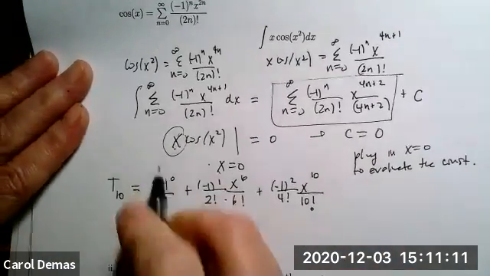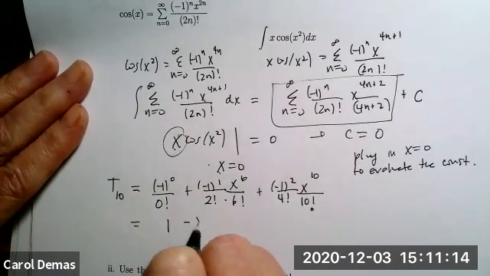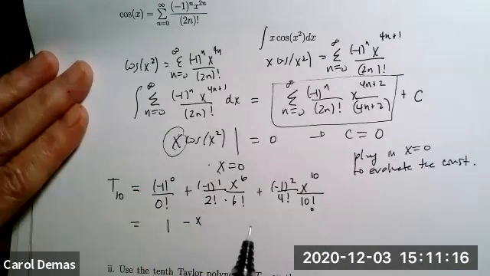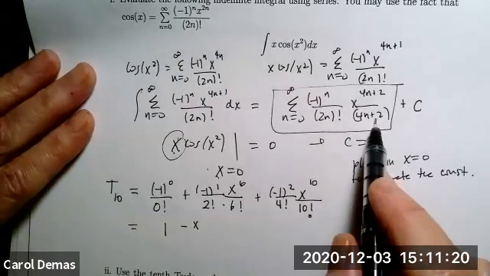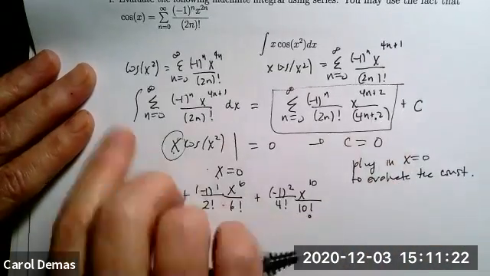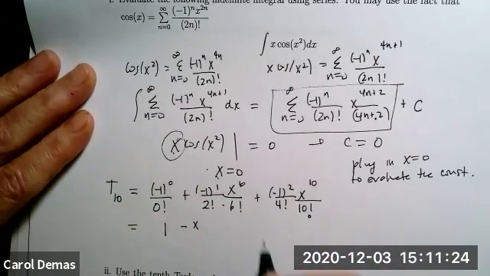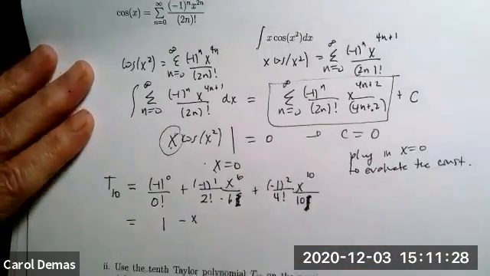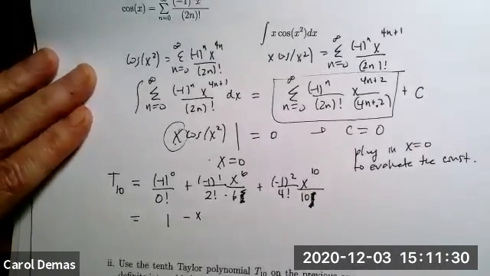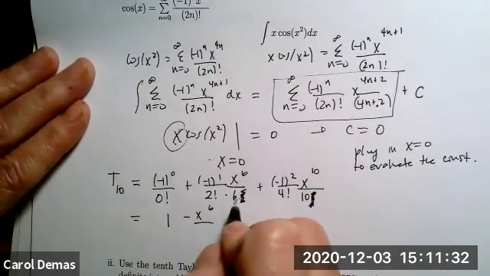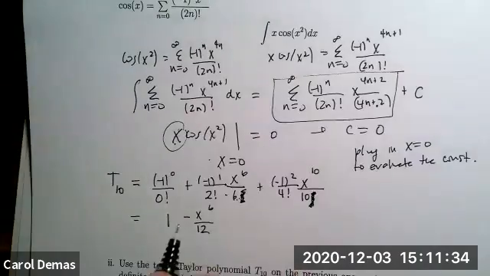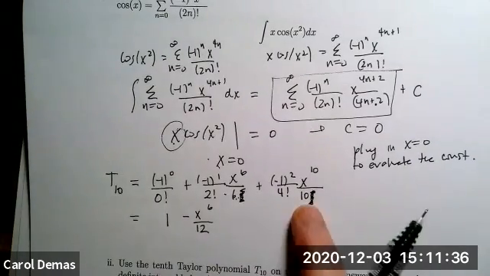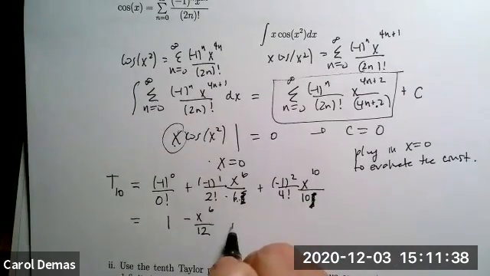All right, when we clean this up, we'll have 1. Is 4n plus 2 supposed to be a factorial? No, we got that from the power rule when we integrated. So why is it 6 factorial and 10 factorial? Oh, I think I made a mistake here. Thank you. Okay, x to the 6, and that's going to be 6 times 2 is 12. And this is going to be 24 times 10, which is 240.